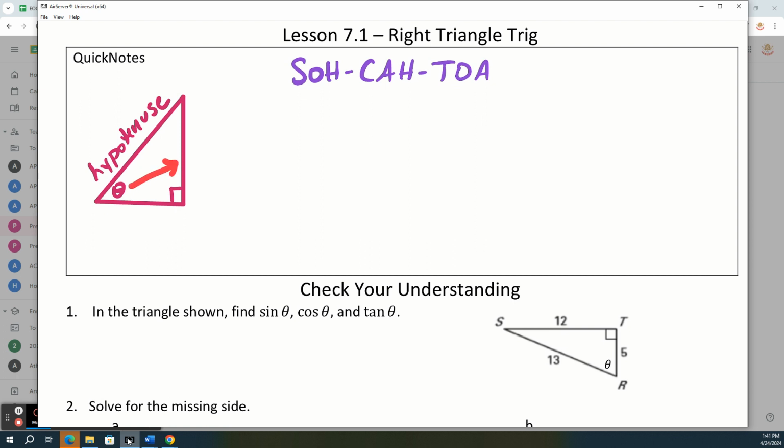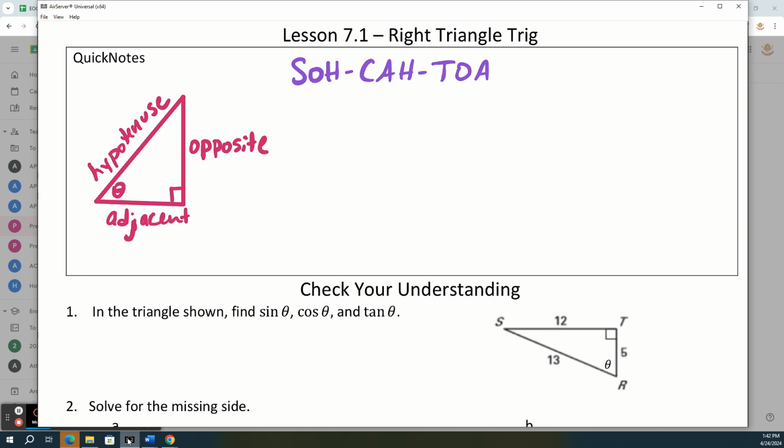The opposite is opposite of the angle. And then the adjacent is going to be the side touching the angle. Adjacent means beside or touching, but not the hypotenuse.